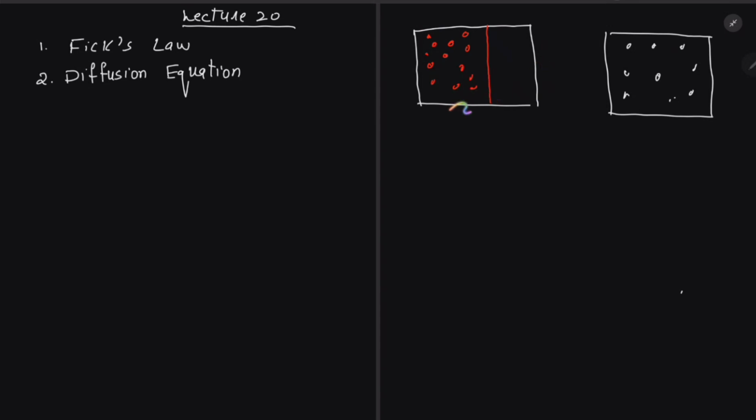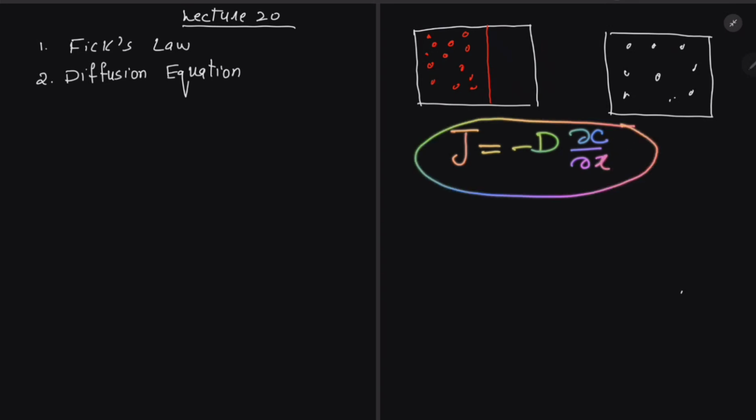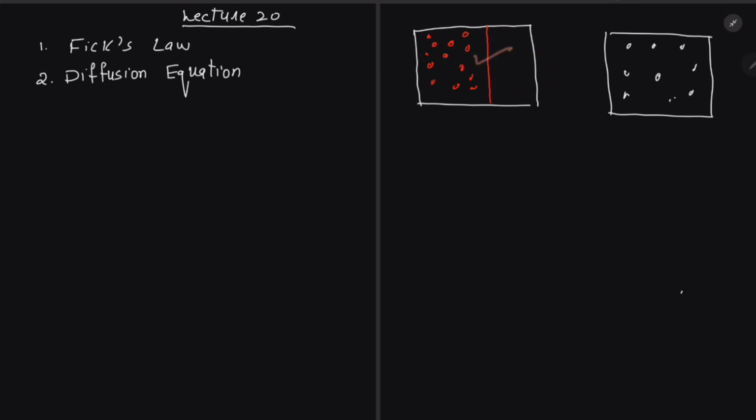Change of concentration can be represented by Fick's law, which says that we have diffusion and we have partial C by partial X. It is similar to Fourier's law. So from high concentration to low concentration, we have Fick's law, and the negative sign is due to the particles moving from high concentration to low concentration.